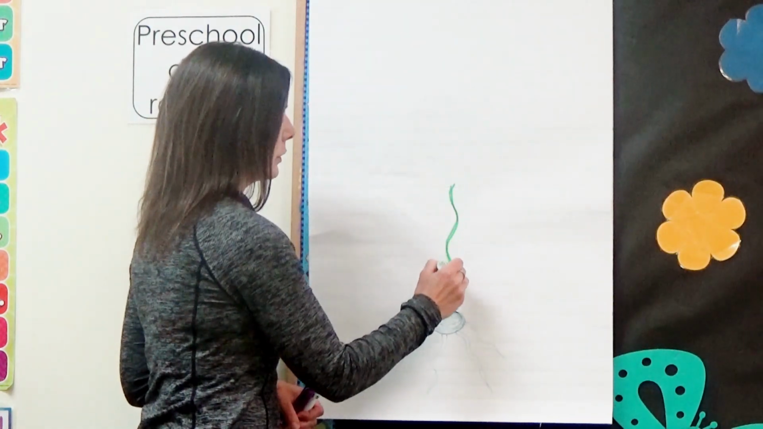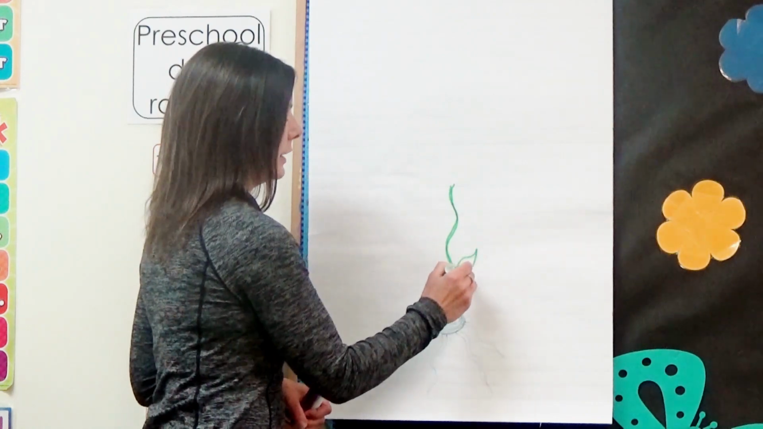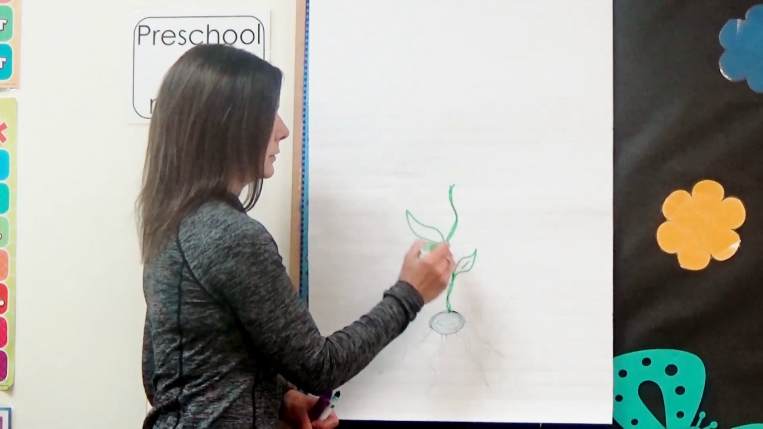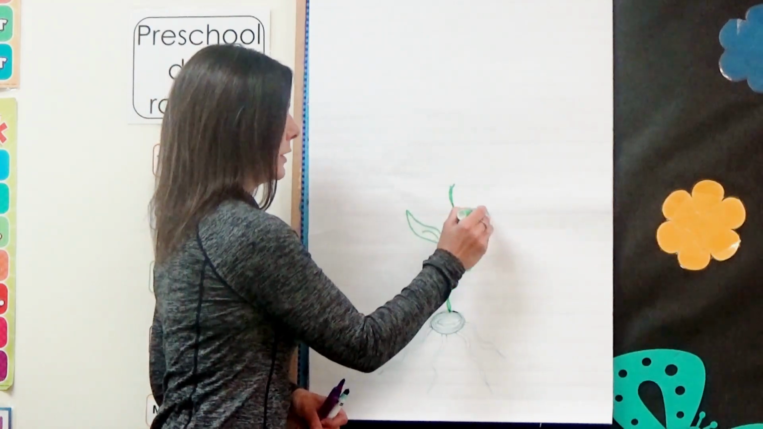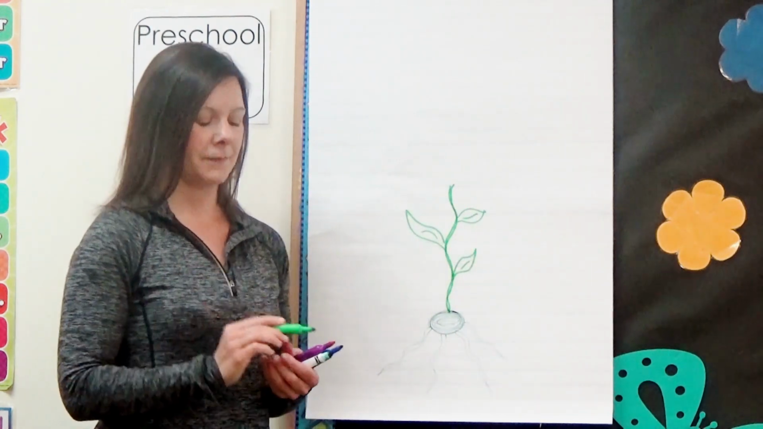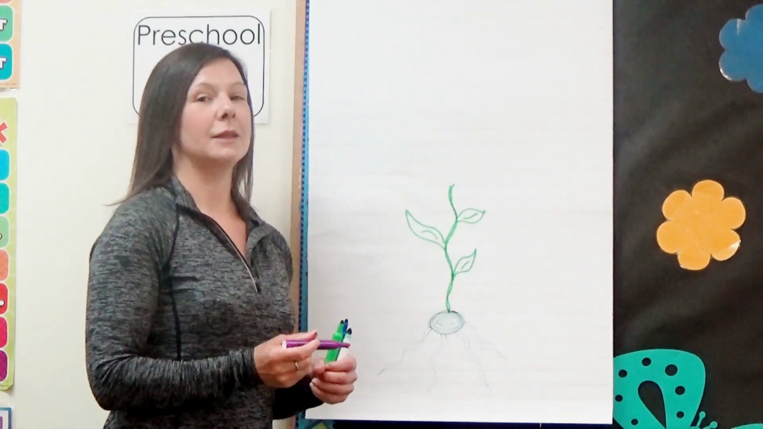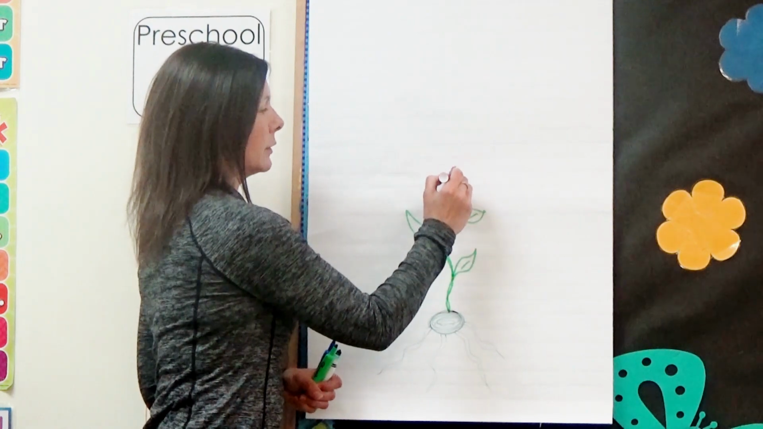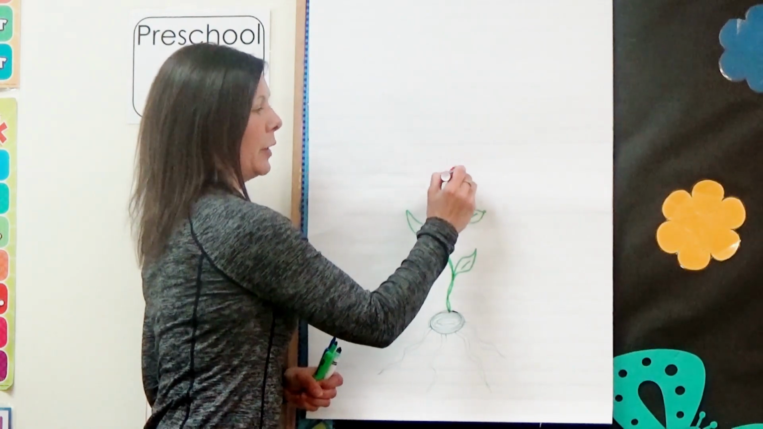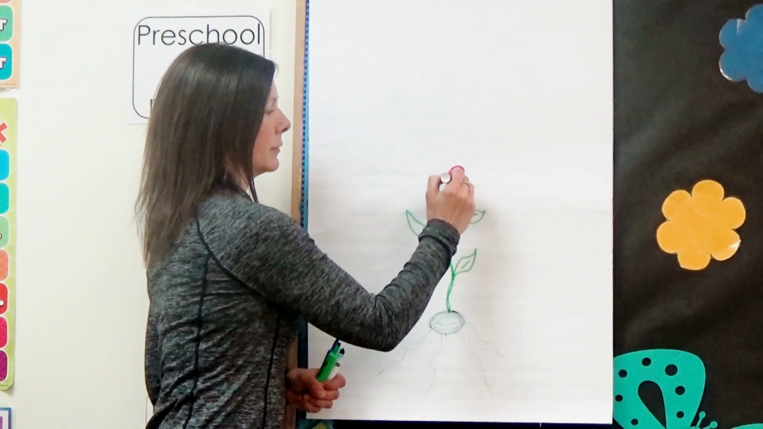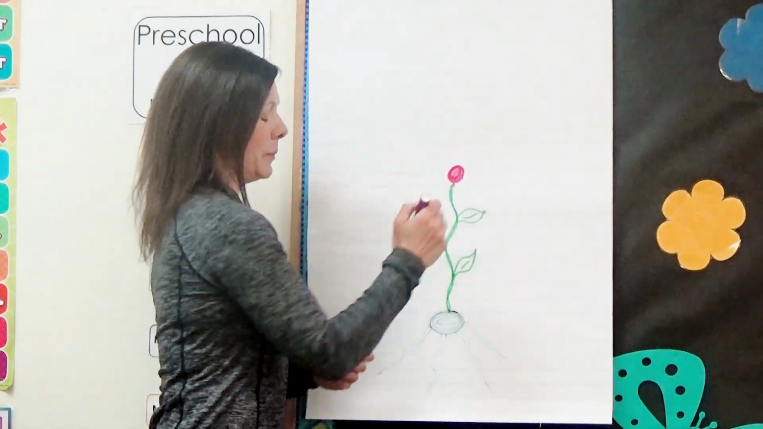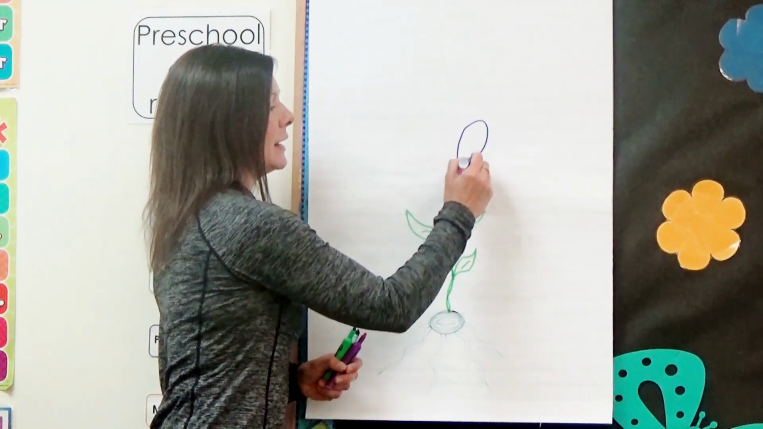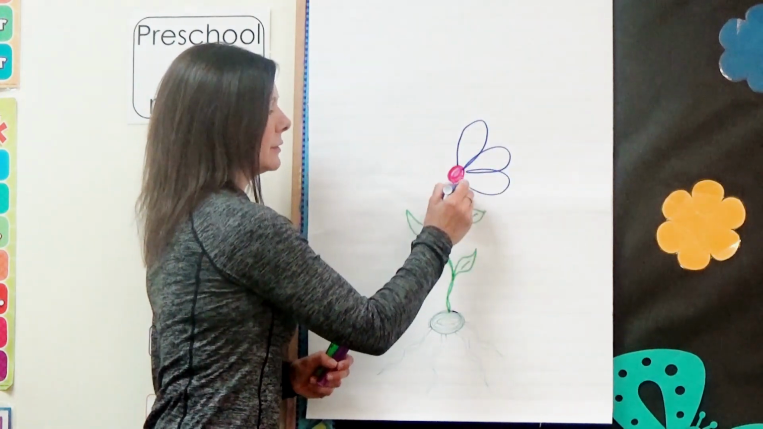Our stalk then grows leaves on the side. We'll do 3 leaves on my plant. Then the stem starts forming a bud. I'm going to do mine purple. And then when my plant gets really healthy, it starts forming really pretty petals.